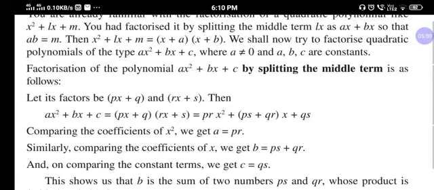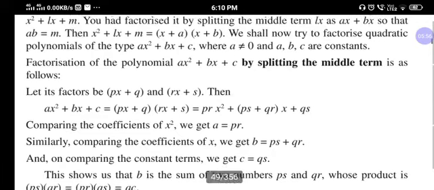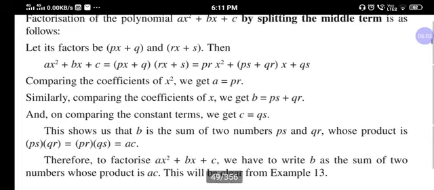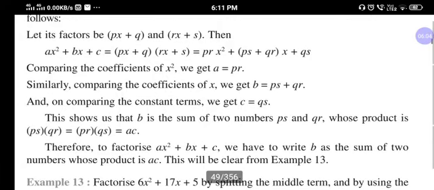Comparing the coefficient of x square, we get a equals p into r, and similarly comparing the coefficient of x, we get b equals ps plus qr, and on comparing the constant term, we get c equals qs.